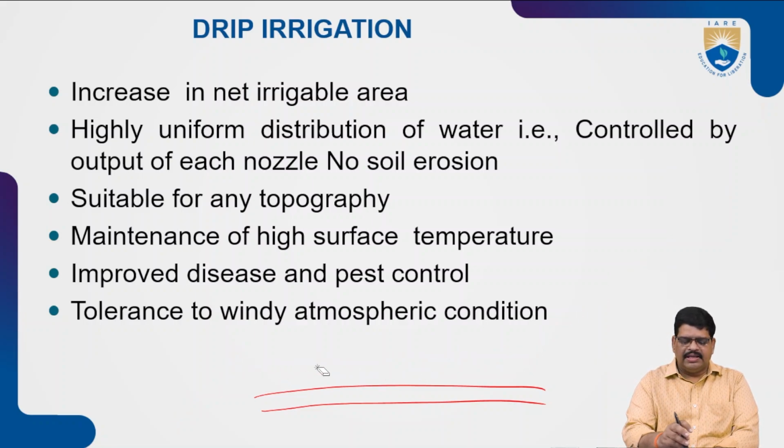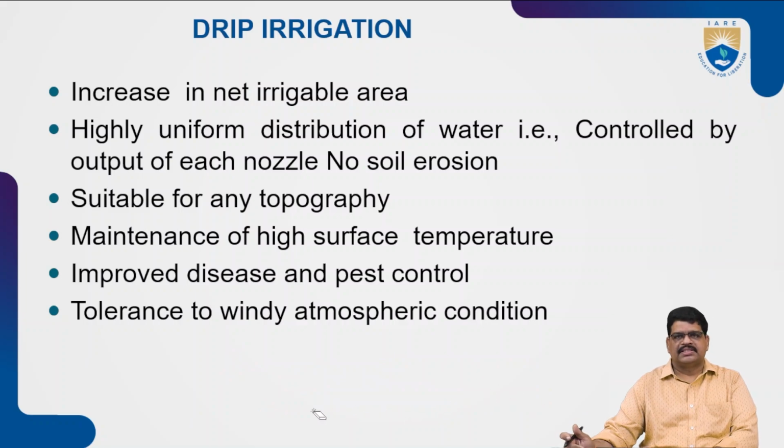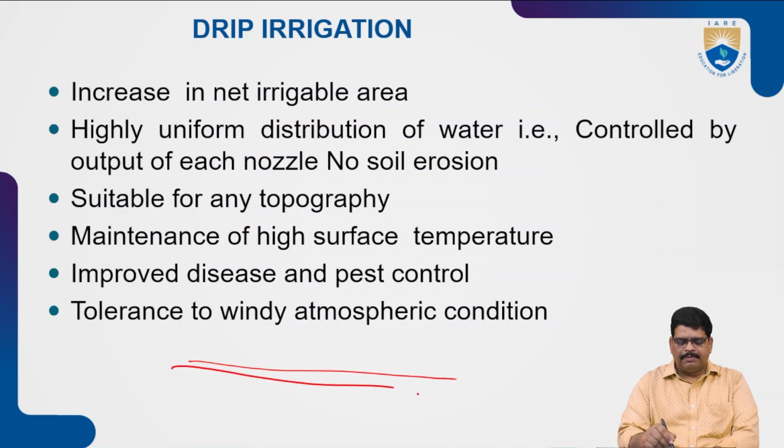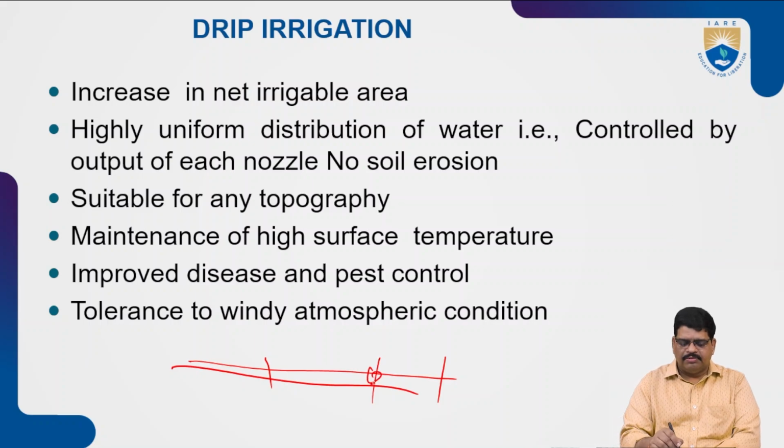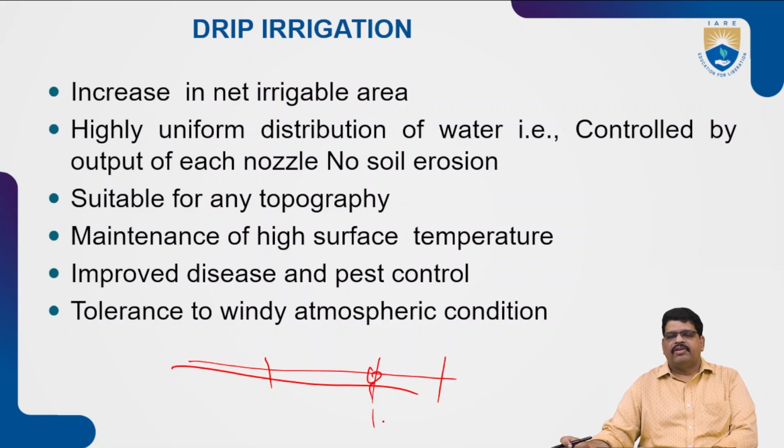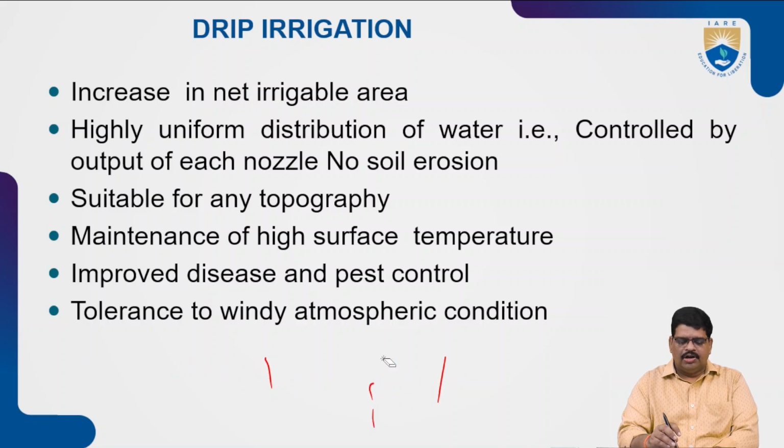So any of the areas, any geological conditions, that's why you have to run the pipelines. Due to the pipelines, in each of the areas we have to provide a drip nozzle. From this nozzle, the water will flow, and the water requirement of such types of crops can be met. So that is suitable for any type of topography.